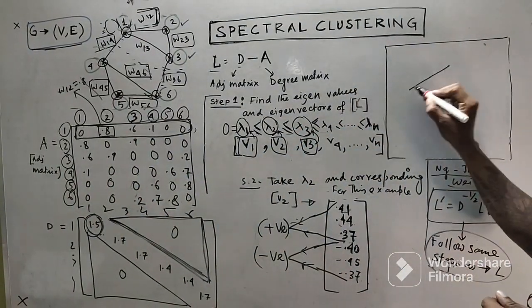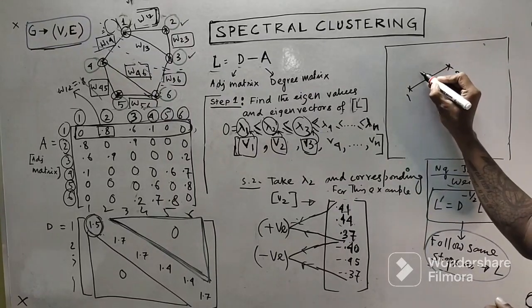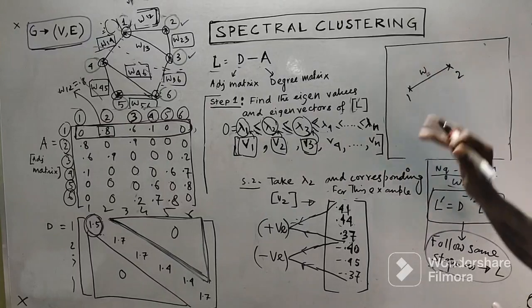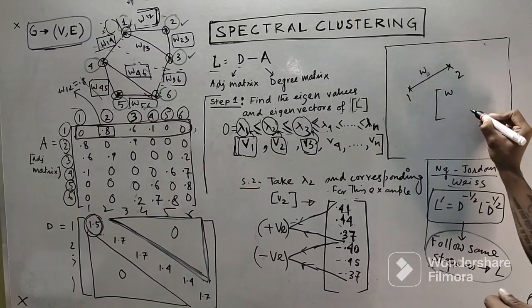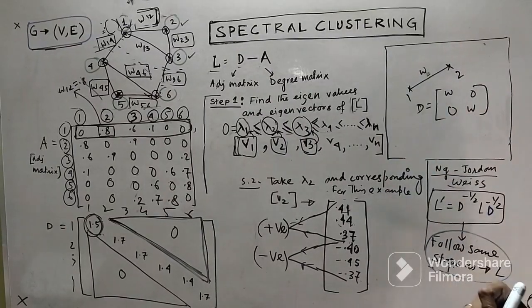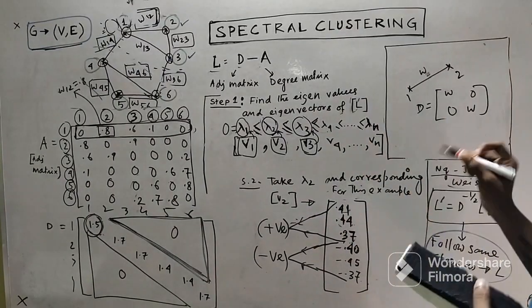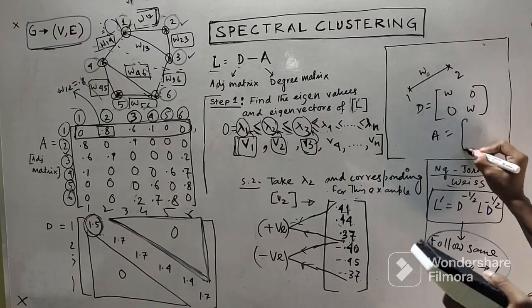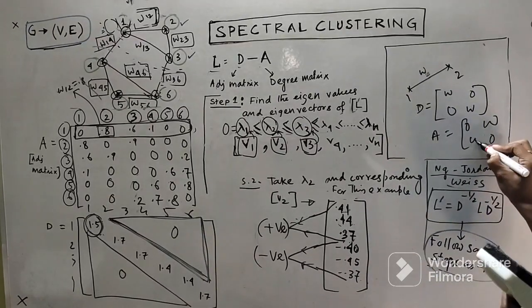Let's take a simple graph between nodes 1 and 2. Let us suppose the edge weight is W. What will be the degree matrix? That is nothing but W, W, 0, 0. Correct? This is your degree matrix. And what will be your A? A is nothing but 0, W, W, 0.